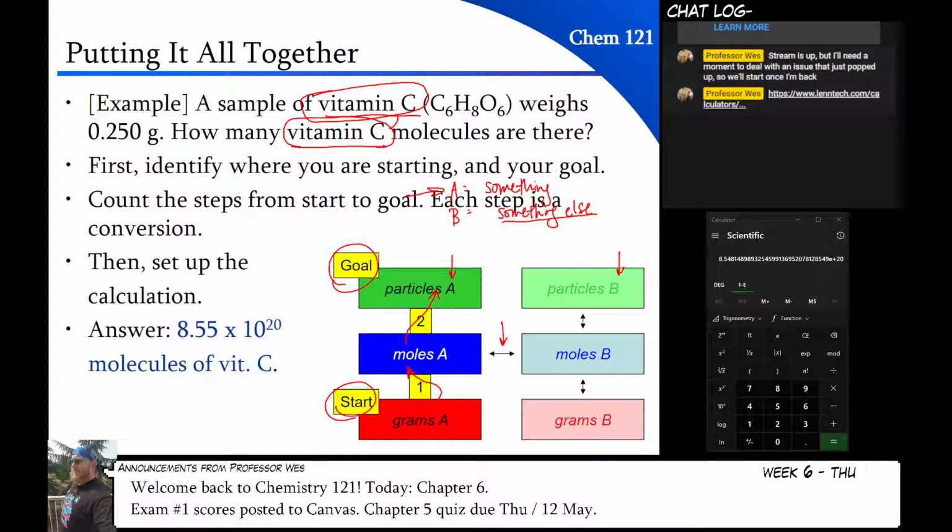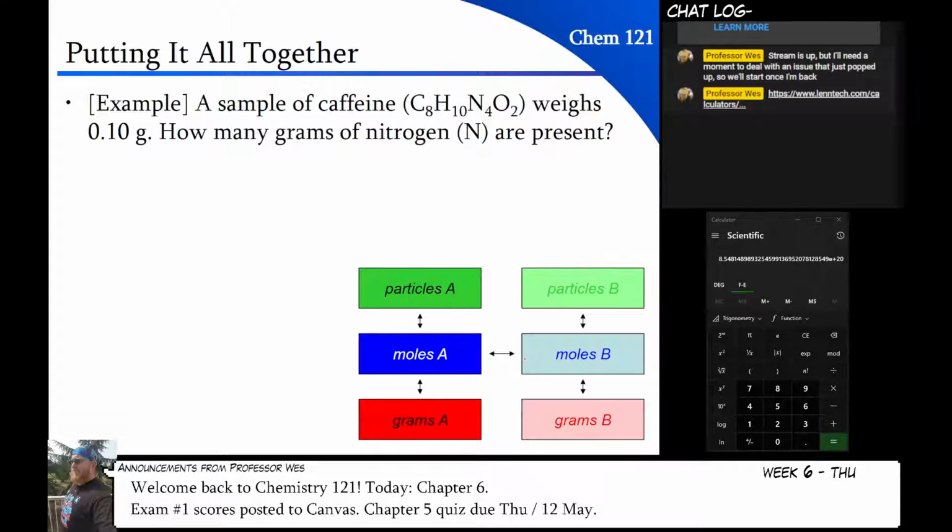All right. Let's do a more complicated problem where we actually go across the central part here in the middle. All right. I'm going to give you caffeine because it's early in the morning and nobody has said anything.